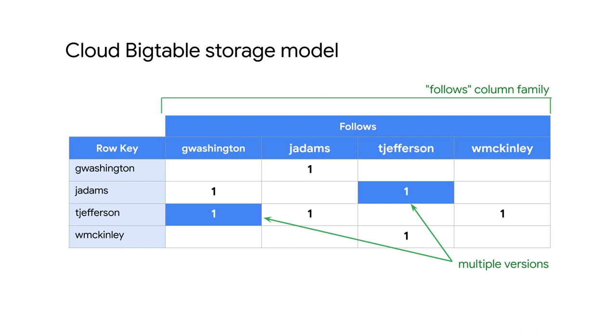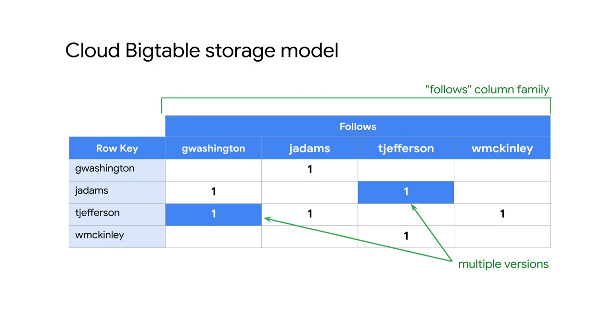Each column is identified by a combination of the column family and a column qualifier, which is a unique name within the column family. Each row-column intersection can contain multiple cells or versions at different timestamps, providing a record of how the stored data has been altered over time. Cloud Bigtable tables are sparse. If a cell does not contain any data, it does not take up any space.